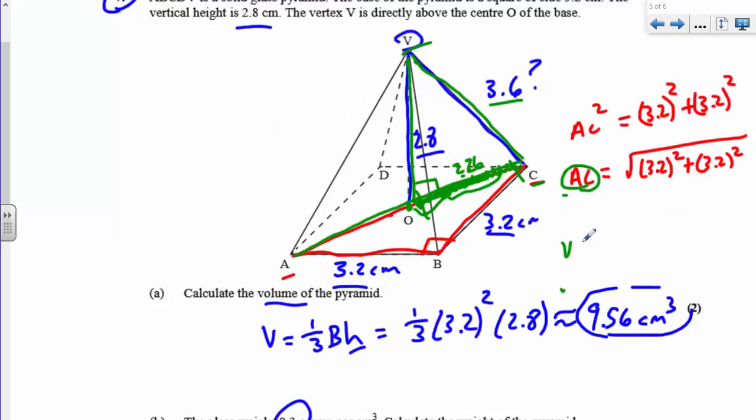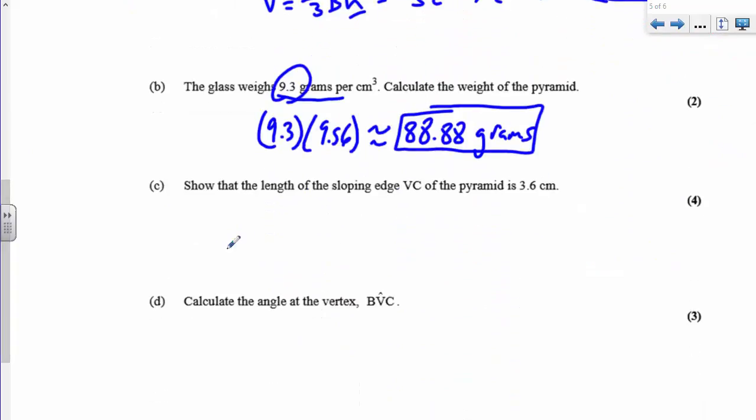So let me go ahead and fix. We're going to say, again, VC is equal to the square root of 2.8 squared plus 2.26 squared, or somewhere thereabouts. That's about equal to 3.6, and that is true. That's in centimeters, mind you. So that's that answer shown. You really just have to show all that work for this question, is really what they're doing here. Alright, so sorry for all that. I get to D here: calculate the angle at the vertex of BVC.